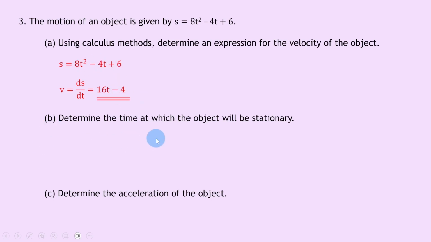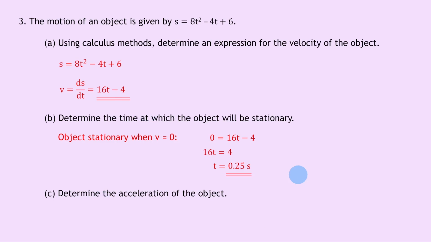Part B says to determine the time at which the object will be stationary. Well, we can say that the object will be stationary when v equals 0, so all we need to do now is take this expression for v and sub in for v equals 0 and try and find the time t. So we have that 0 equals 16t minus 4, so adding 4 to both sides we get 16t equals 4, and then dividing both sides by 16 will give us t on its own, so that gives us t equals 0.25 seconds.